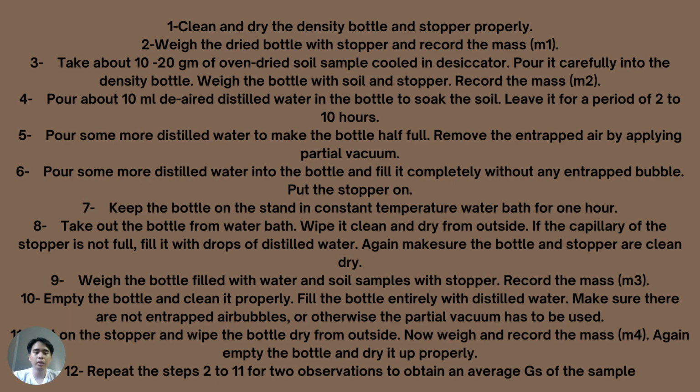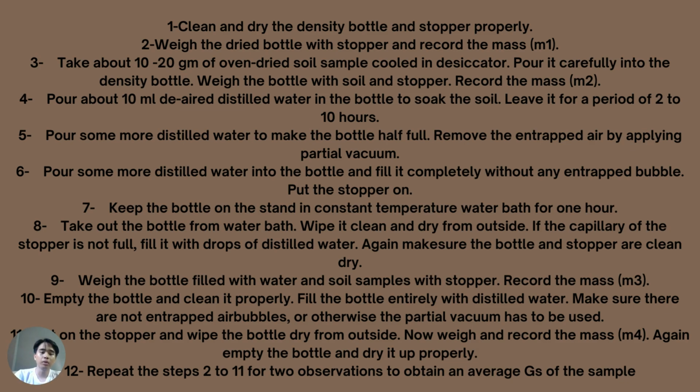Pour about 10 milliliters of de-aired distilled water in the bottle to soak the soil. Leave it for a period of 2 to 10 hours. 5. Pour some more distilled water to make the bottle half full. Remove the entrapped air by applying partial vacuum. 6. Pour some more distilled water into the bottle and fill it completely without any entrapped bubbles. And then put the stopper on. 7. Keep the bottle on the stand in a constant temperature water bath for 1 hour.